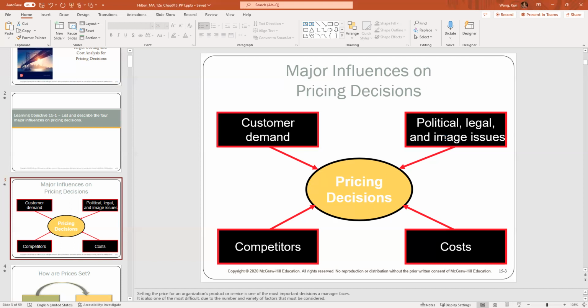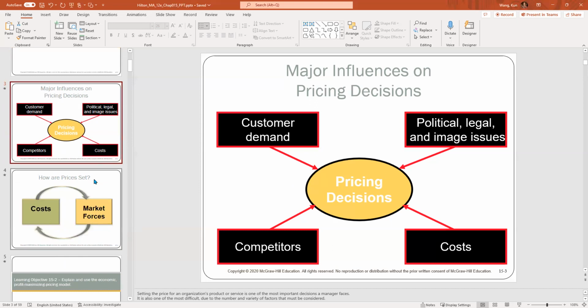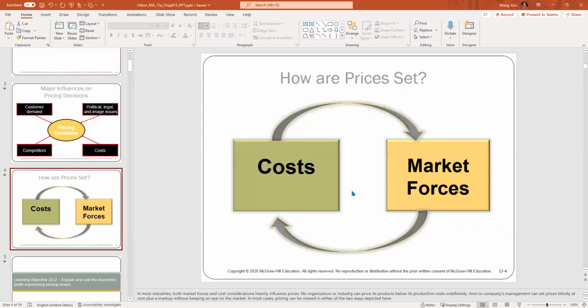It's really a complex dynamic system playing into these overall pricing decisions. So that's the first learning objective, the four factors affecting the company's pricing decisions. And then they talk about this iteration, or interaction, between your market forces and the cost inputs for the products in the market, right?